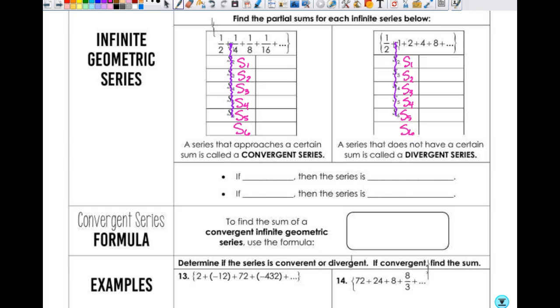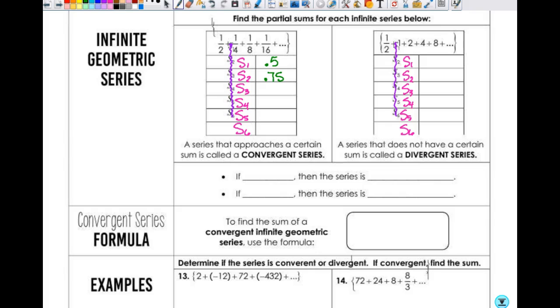All right, so what this says is we want to find the partial sums for each of the infinite series below. So in this first one, S1 means the sum of the first term. It's 1/2. We're going to use decimals here, so this is 0.5. Then I'm going to add the first two terms. So 0.5 plus 0.25 is 0.75.